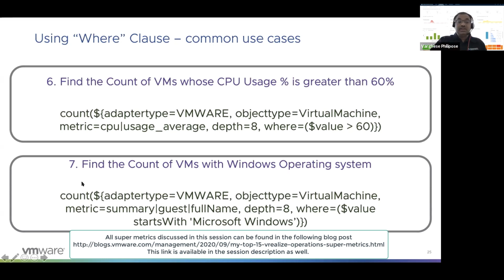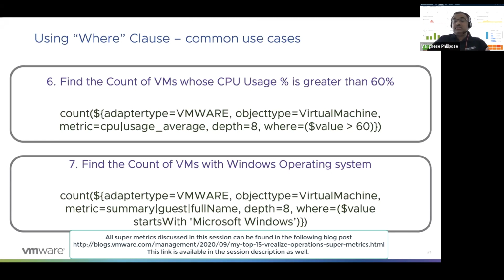If you see the formula here, it looks at the metric of the guest's full name, and then it is giving a value here that starts with Microsoft Windows. I can just specifically say contains 2012, contains Microsoft 2016, something like that. So starts with and contains are other operators which we can use in this scenario. This supermetric is readily available in code.vmware.com for all the operating systems. I would suggest you have a look at that as well.